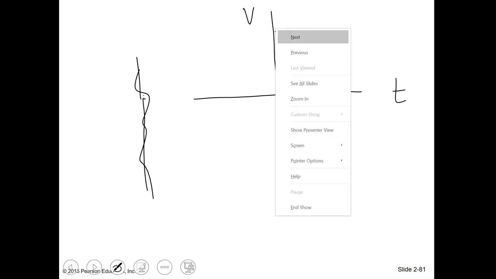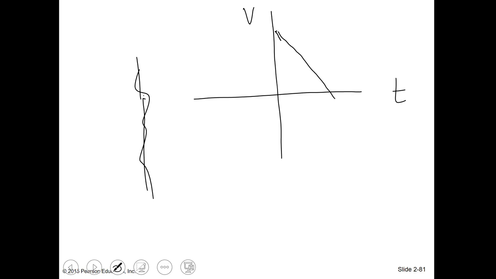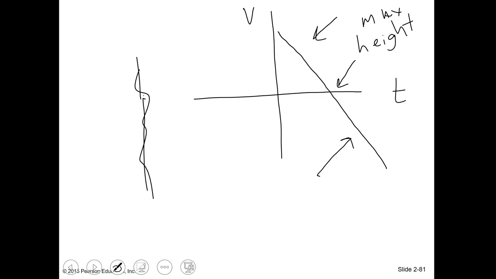On the way up, after it's left my hand, the velocity is positive, but becoming less and less positive. This is the highest point, the maximum height. And then on the way down, the velocity is negative. So this is free fall, even though it's going up, stopping for an instant, coming back down. And here, the acceleration is negative 9.8 meters per second squared.